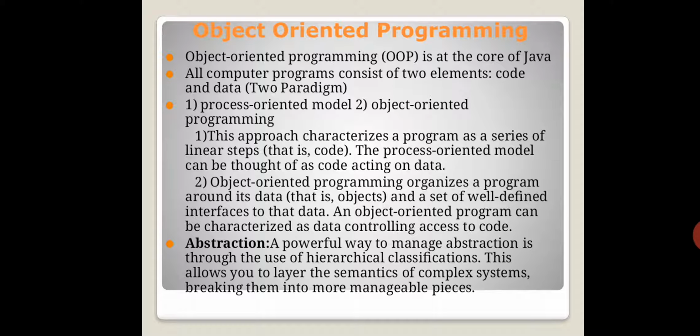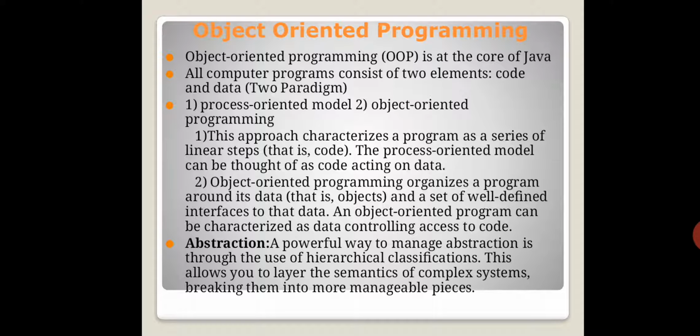So you have two types over there. One is the process oriented model and the second one is object oriented programming. In the process oriented model, the code acts on data. Whenever you write some code, it will act on the data that the user has provided or that is available, and you are going to process that data using the process oriented model.